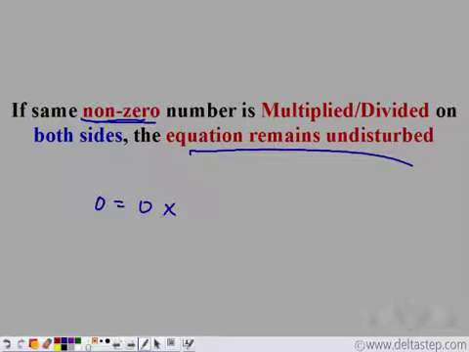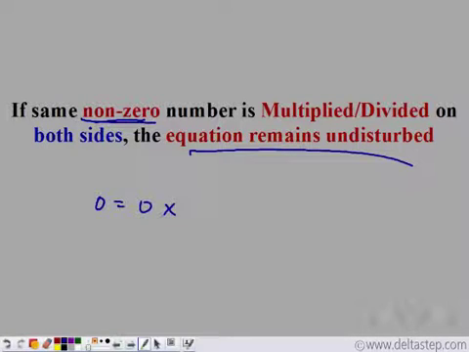So, whatever you do to one side, you must do to the other side. So, if you multiply a number to one side of an equation, you must multiply the same number to the other side of the equation. If you divide one side of an equation by a non-zero number, you must divide the other side of the equation by the same non-zero number.